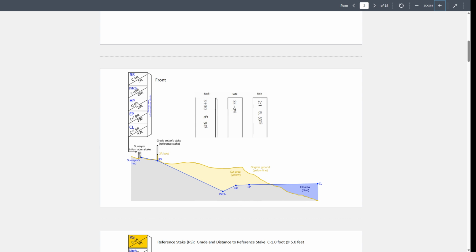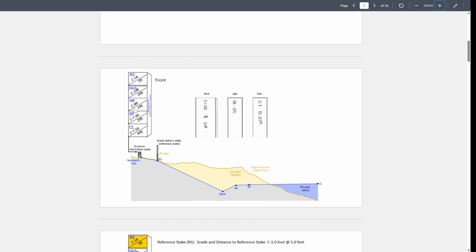So let's look back at the ditch. Go over the ditch again from the reference stake. Everything's coming from the reference stake now. Cut 10 feet at 20 feet. So this is for the ditch: 10 feet at 20 feet makes that a 2-to-1 slope.